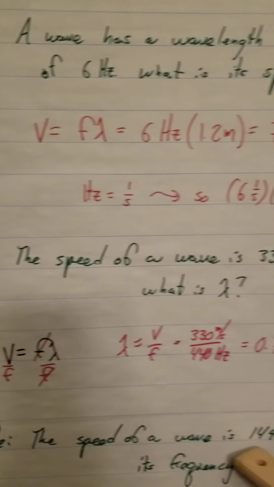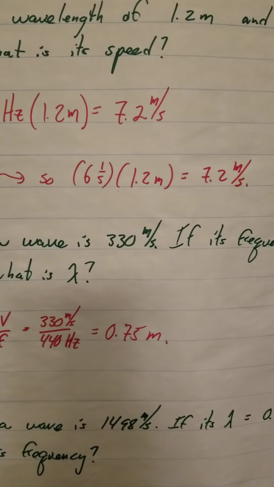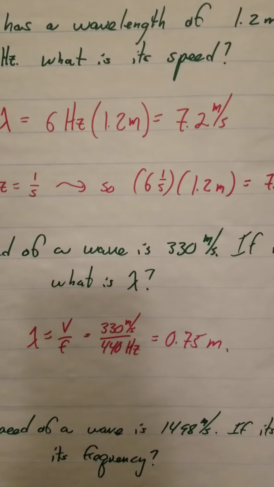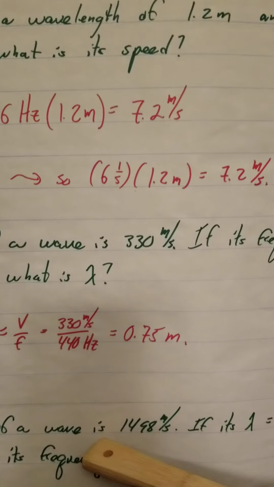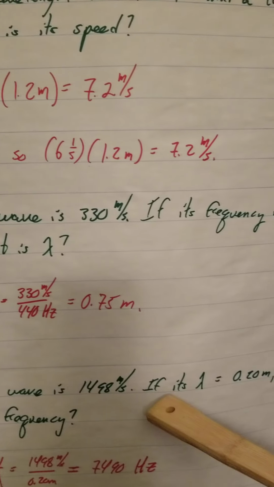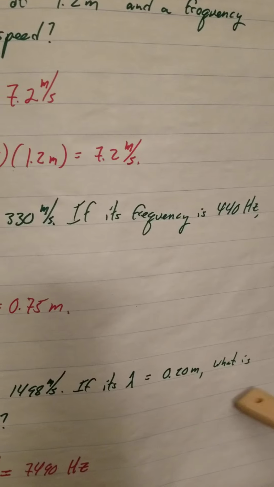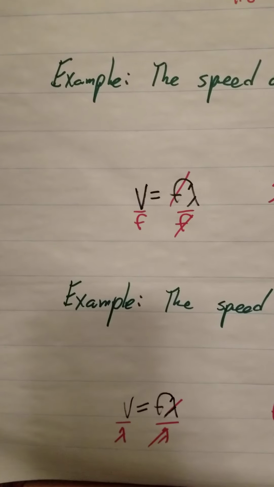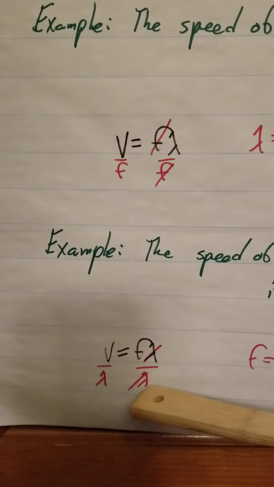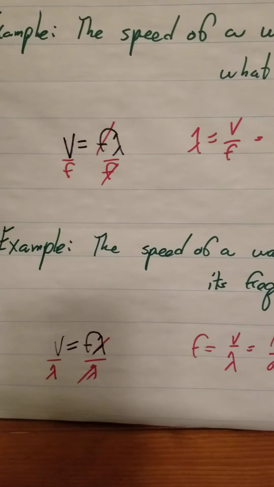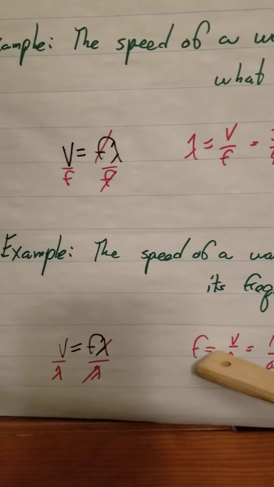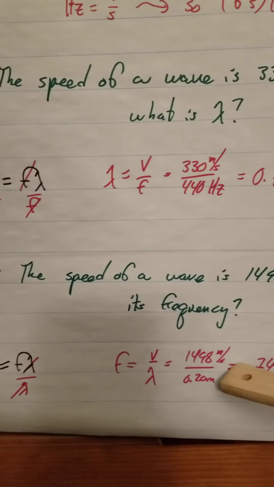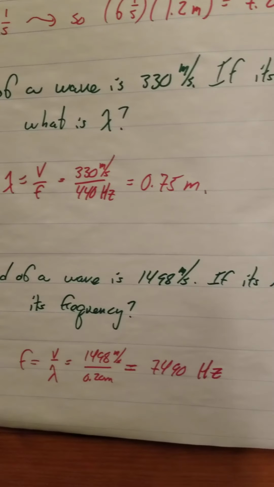Example: the speed of a wave is 1,498 meters per second. That's fast. That's the speed of sound in water. That's the speed of sound in air. They're different. But anyway, the speed of a wave is 1,498 meters per second. If its lambda is 0.20 meters, what is its frequency? Again, we start with the formula. V is equal to F lambda. We need to get F by itself. We divide both sides by lambda. Lambdas cancel out. I'm left with F is equal to V over lambda. So I get 1498 divided by 0.20. Put that in your calculator and you get 7,490 hertz.